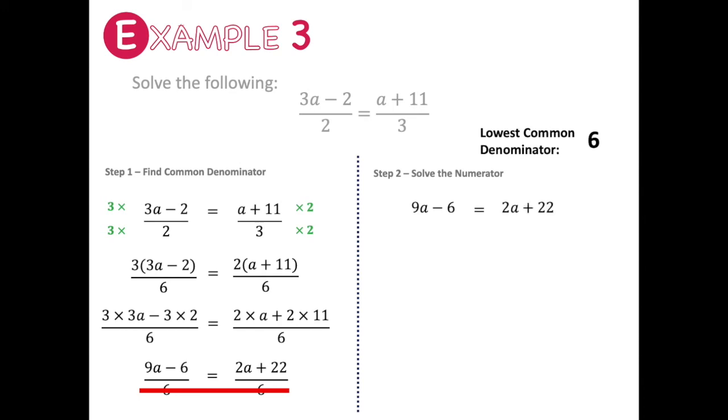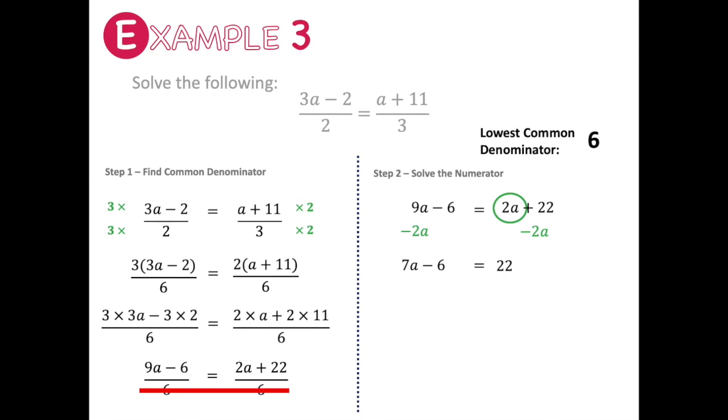Now I can go ahead and solve this equation by doing the same steps as I would for a two-sided equation. The first thing I need to do is gather up all my a's onto one side. I've got a 9a and a 2a, so I'm going to shift my 2a from the right-hand side to the left-hand side. At the moment, it's a positive 2a. The opposite of a positive 2a is a negative 2a, so I'm going to subtract 2a from both sides. That leaves me with 7a subtract 6 is equal to 22.